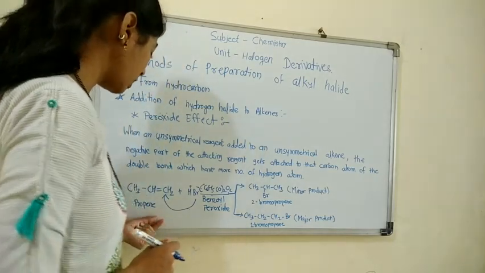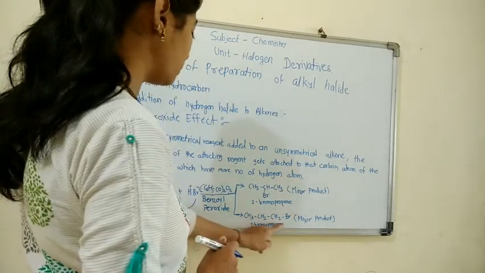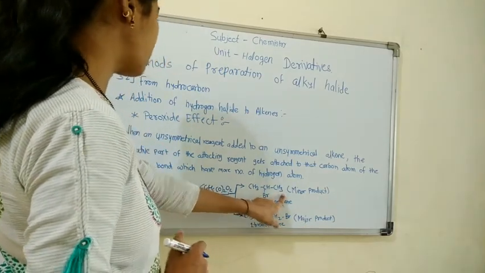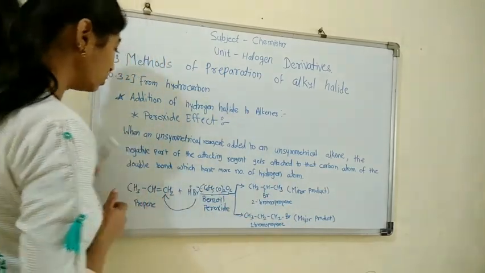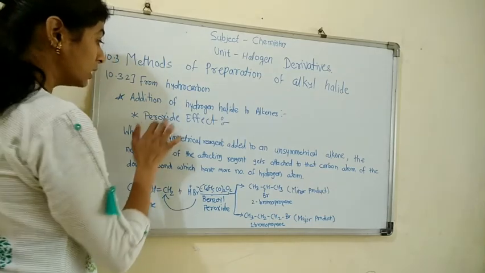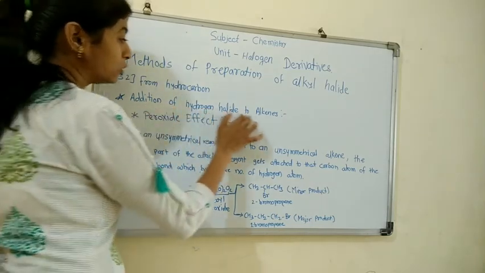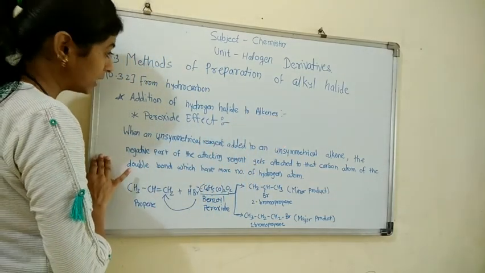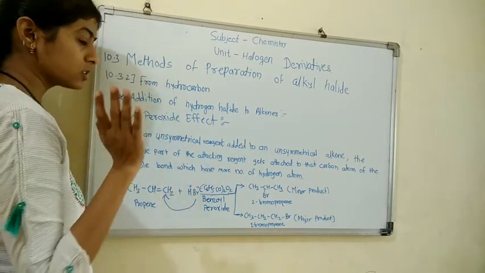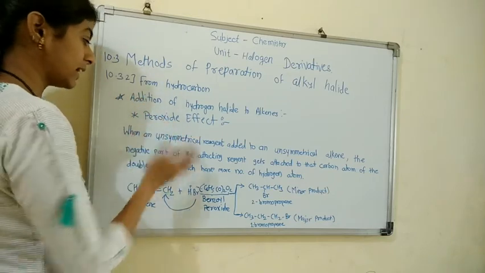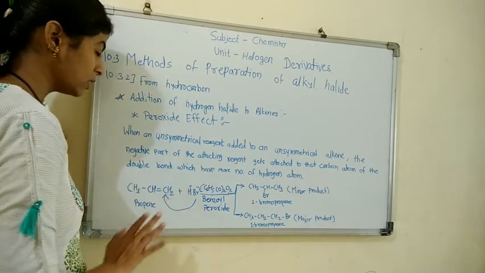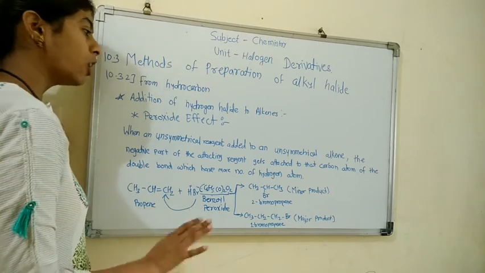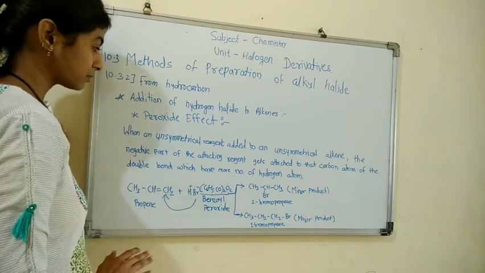And what will be the product then? Then 1-bromopropane is our major product and 2-bromopropane is the minor product. So there are two main rules for the addition of hydrogen halide to unsymmetrical alkenes. First was Markovnikov's rule and second is the peroxide effect, or Kharash-Mayo effect, or anti-Markovnikov's rule.